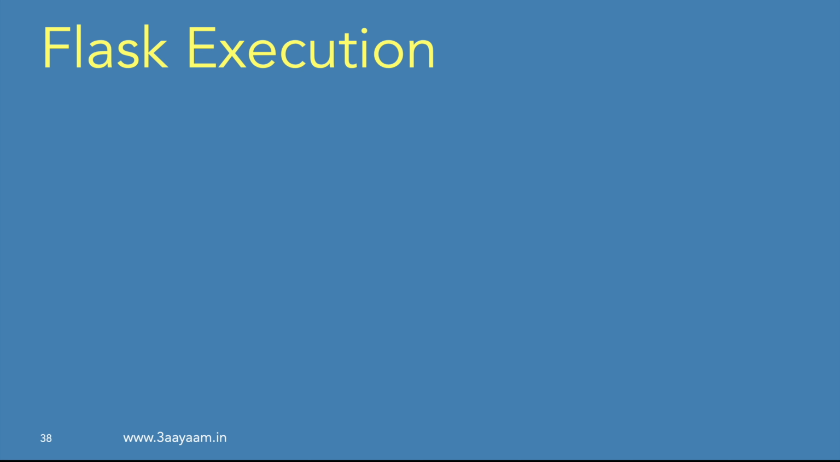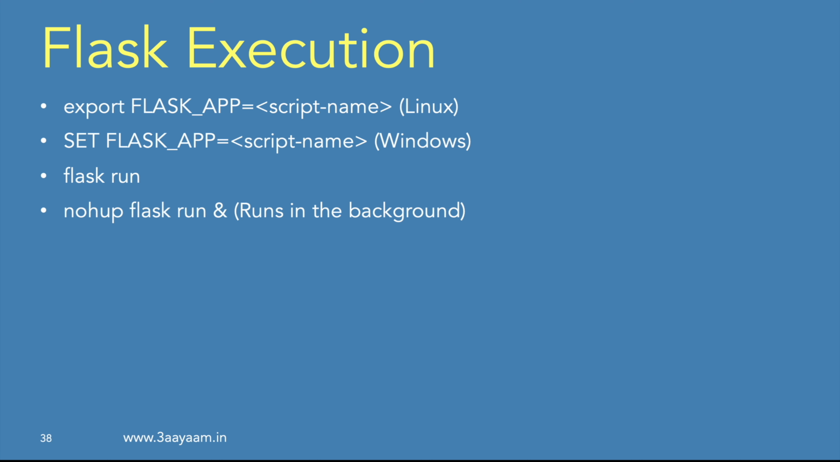The first way to do this is using something called the FLASK_APP variable. What we do is export the FLASK_APP variable and mention the name of the script in this variable, and then we run the command flask run. If we use flask run, it would run in the foreground. If you want to run it in the background, then we'll use nohup flask run ampersand in Linux. These are the steps. The first is to export the FLASK_APP variable in Linux. If it is Windows, you'll use the set command, and then you'll use flask run.